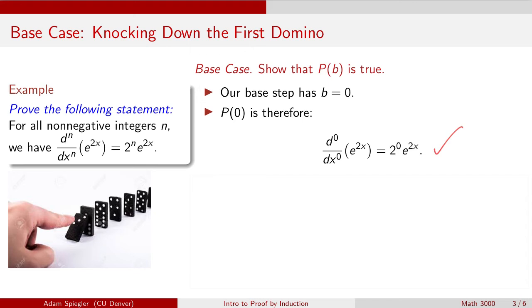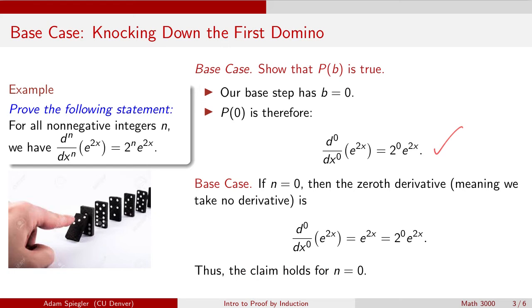And let's just see how we can write this up a little more formally. So that would maybe be some scratch work. But if we want to write this up a little more carefully, then let's use some complete sentences. So we would say, okay, if n is equal to 0, then the 0th derivative of e to the 2x is e to the 2x, and that equals 2 to the 0 times e to the 2x. And so our claim holds for the base case n equals 0.